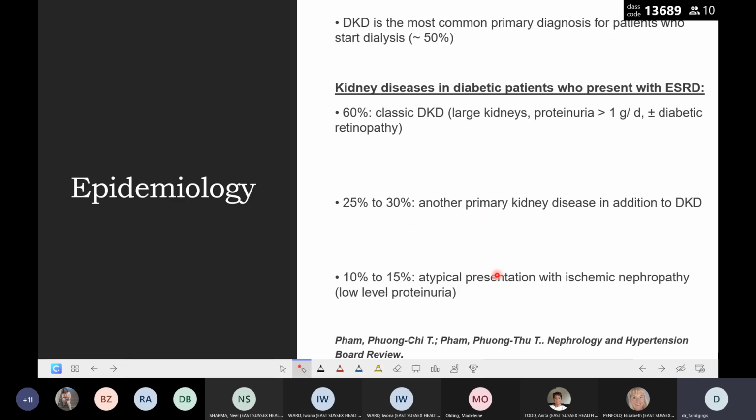And 10 to 15% have a typical presentation with ischemic nephropathy. Ischemic nephropathy means people with atherosclerotic renovascular disease, okay? And usually it is characterized by a low level of proteinuria. And usually in such patients, you find other clues for vasculopathy, like having at the same time ischemic heart disease, peripheral vascular disease, history of cerebrovascular incidents, and so on. People with ischemic nephropathy.